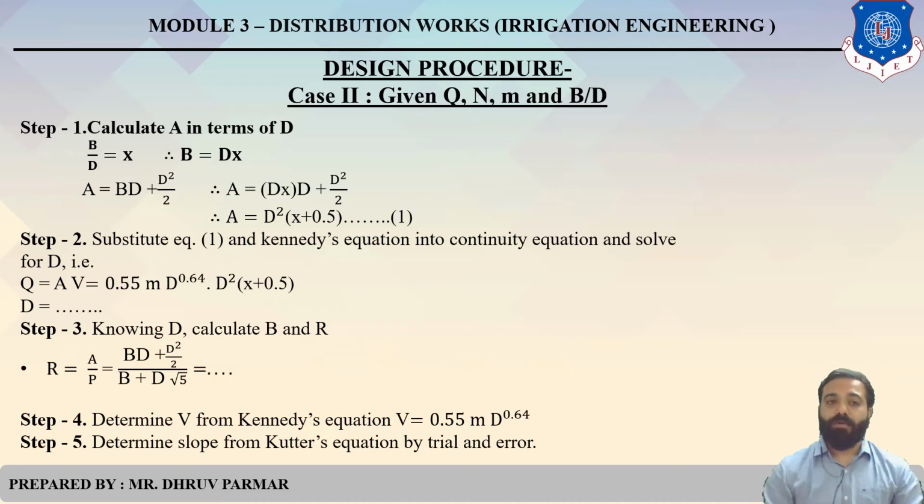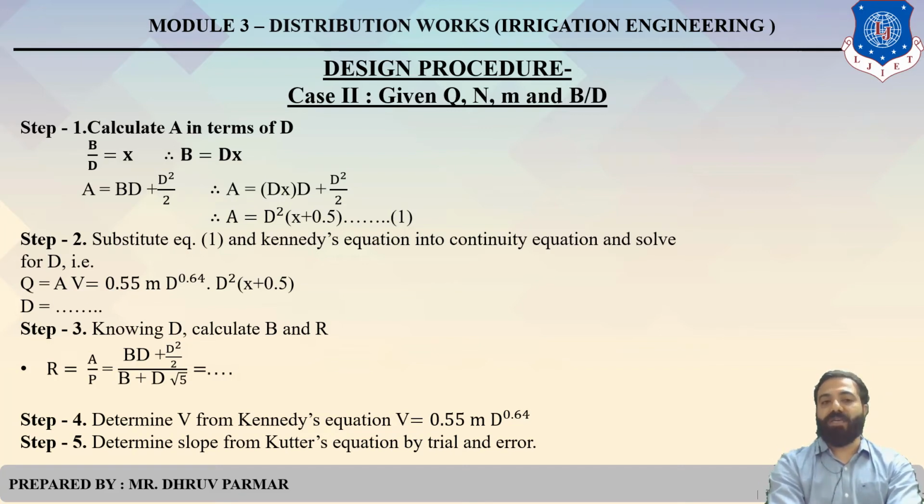The next step, step 2: here we find the depth. Discharge is given. So what is the formula of discharge? Q equals area into velocity. We have area and we have velocity. What is the formula of Kennedy's velocity? 0.55 m into D raised to 0.64, and we have area in terms of D. So we put in these equations and we can find D. Clear? In this method, you should be aware of that particular calculator function.